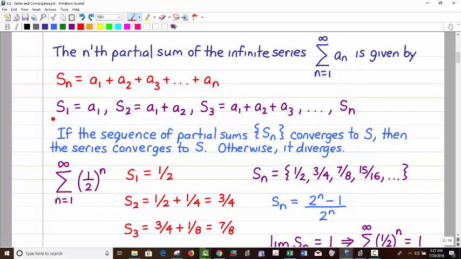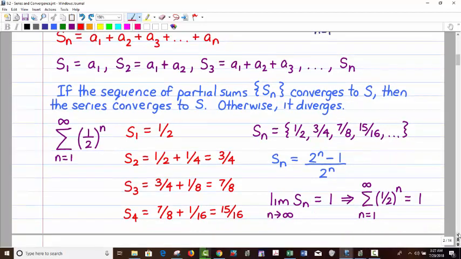So what we have now is a sequence of sums. If that sequence of sums converges to some value S, then the series will converge to that S. Otherwise, it would diverge. Like I said, there will be a much better way to evaluate this.